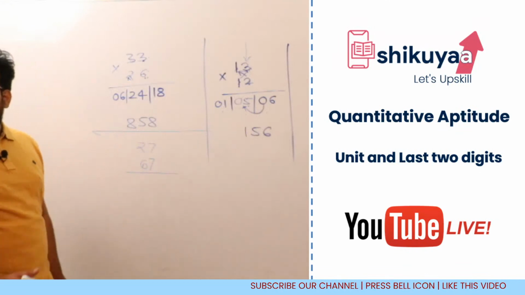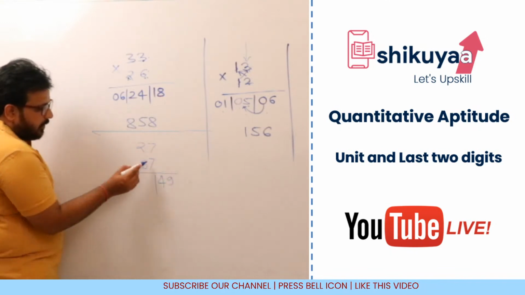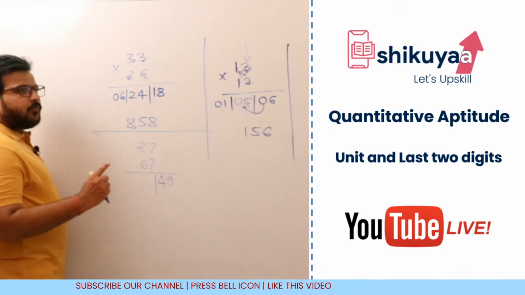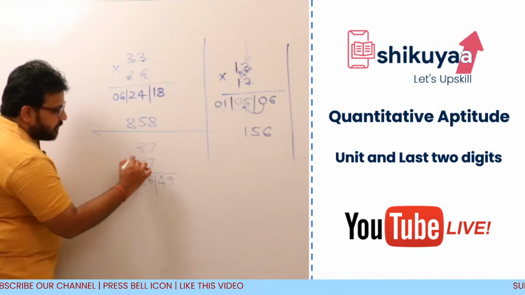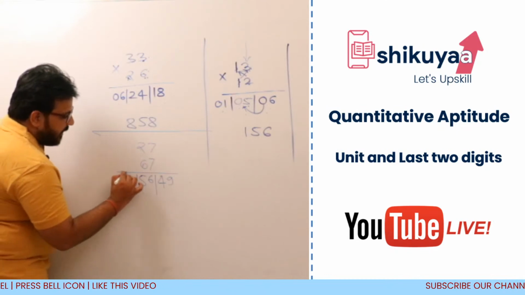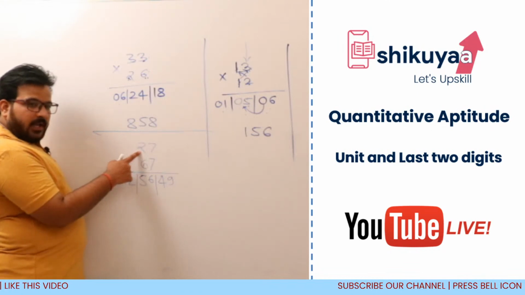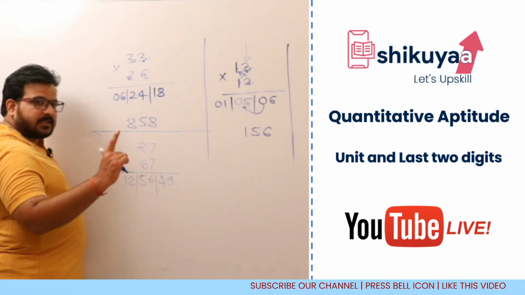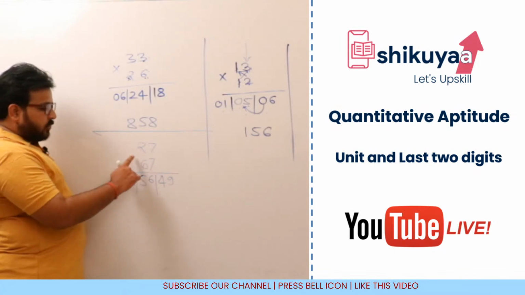By that time, I will do the calculations. 7 sevens are 49. 7 twos are 14. 7 sixes are 42. So 42 plus 10, 52 plus 4, that is 56. And 6 twos are 12. Look at the numbers very carefully. 7 sevens are 49. 7 twos are 14 plus 7 sixes are 42. So 42 plus 10, 52 plus 4. Correct? That is 56. And 6 twos are 12.